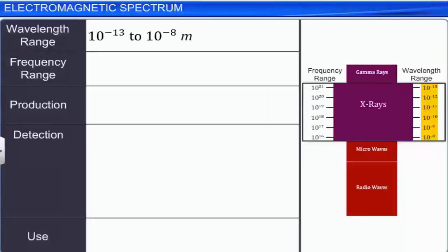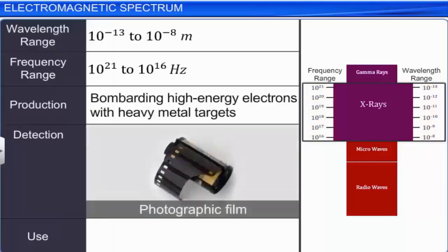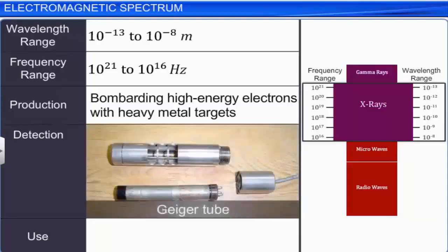The frequency is in the range of 10^21 Hz to 10^16 Hz. X-rays can be produced by bombarding high-energy electrons with heavy metal targets. They can be detected by photographic films, Geiger tubes, and ionization chambers.